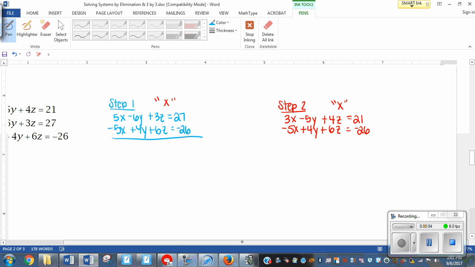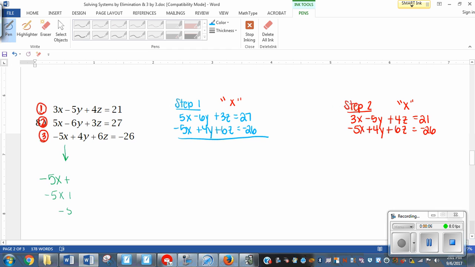Okay guys, so we're beginning number 8 on the notes. I'm going to try to speed things up for us slightly here. I've already labeled my equations 1, 2, and 3, and I just want to remind you that step 1 and step 2 are basically the same idea, and we need to make sure that we're eliminating that same variable.